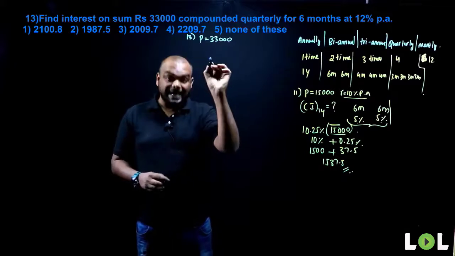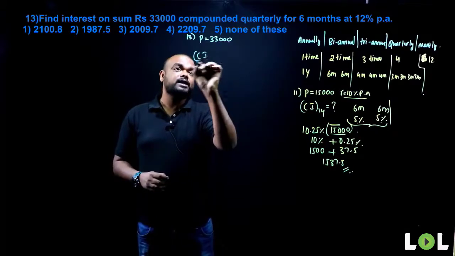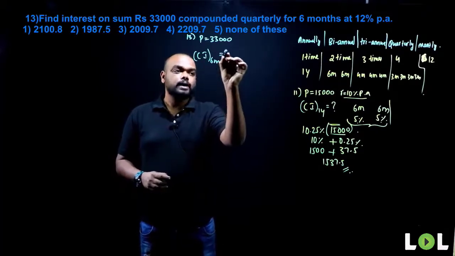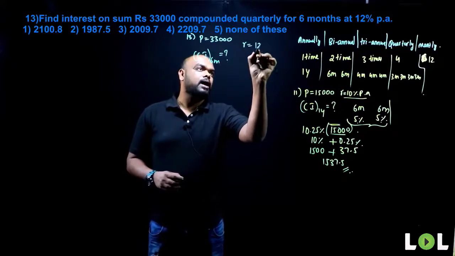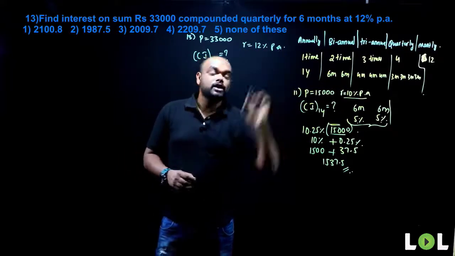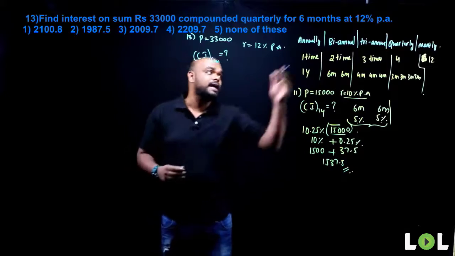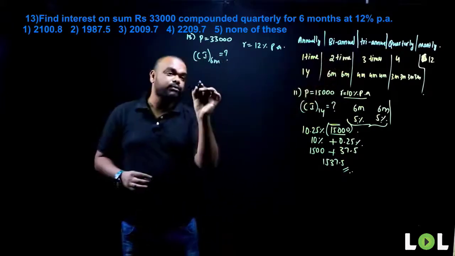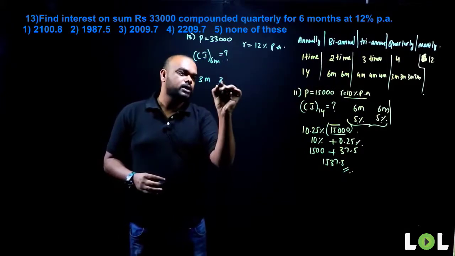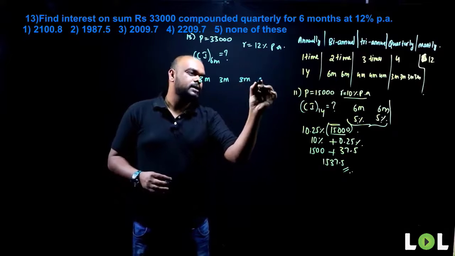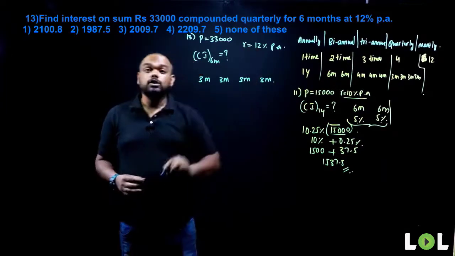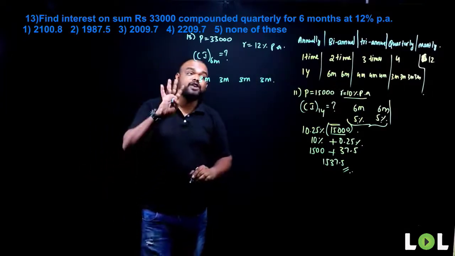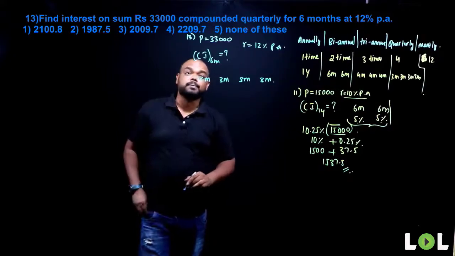Okay, 33,000 compounded quarterly for 6 months. So, quarterly this time. We need compound interest only for 6 months. At 12% per annum, R is 12% per annum. Now first thing, quarterly means how many times? 4 times. Every 3 months, 1 time. 3 months, 3 months, 3 months, 3 months. Now, 12% should be applied 4 times in a year.